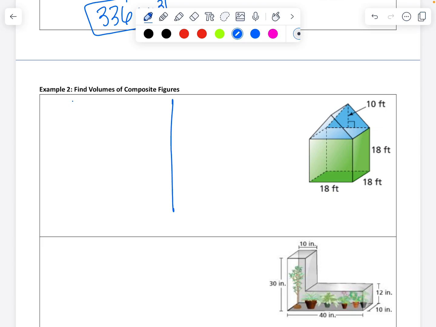And then I have a triangular prism on the top. And I know that because I can see the 2 triangles. There's one triangle, one triangle. So those are my bases.